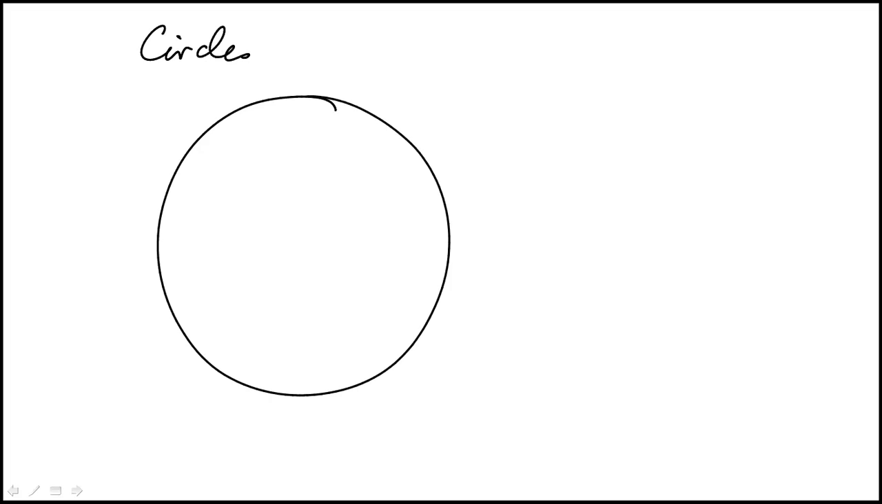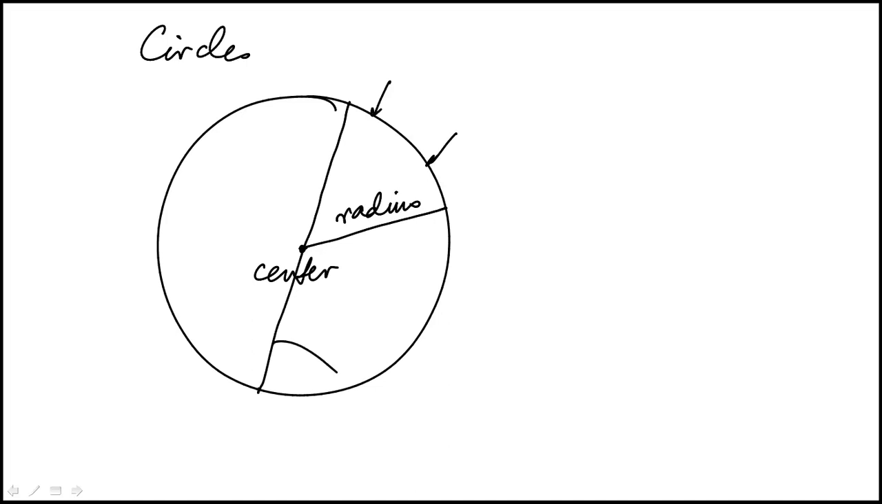And a circle is really a set of points that's equidistant from a given point, which is called the center. So basically, it's a collection of these points that are the same distance from the center. And this distance is called the radius. And if you draw a line from one end of the circle to the other passing through the center, the length of that line segment is called the diameter.